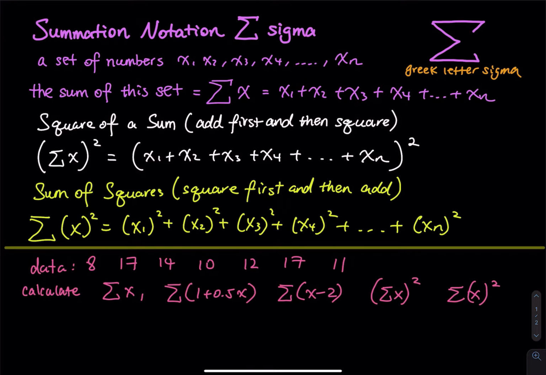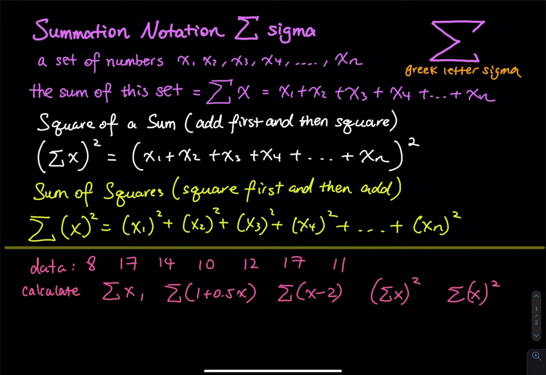How about the sum of squares? The sum of squares means you square every individual number first and then you add them up. So we have x1 squared. So you take the first number, you square that, and then you take the second number, you square that, you take the third number, you square that, so on and so forth, and then you add up all the squares. So that's why we call that the sum of squares.